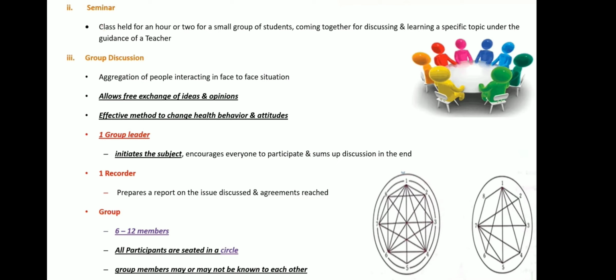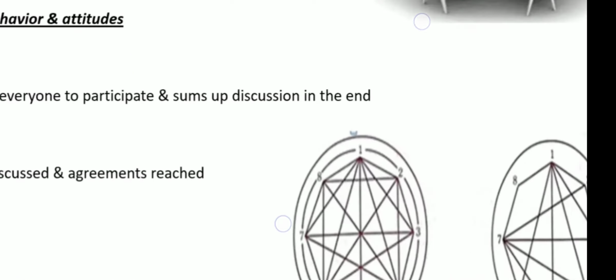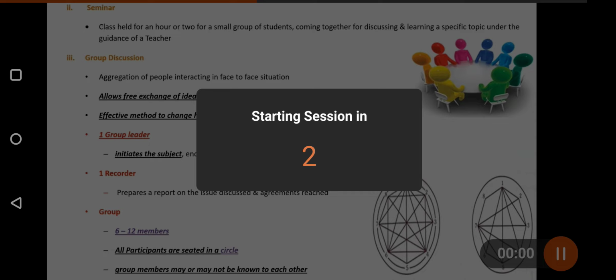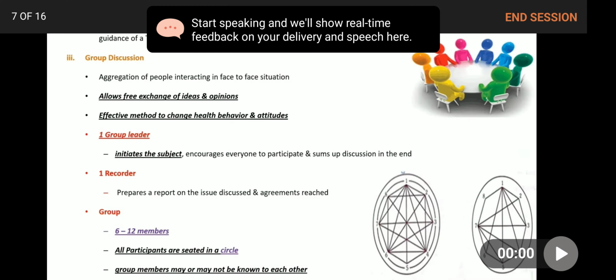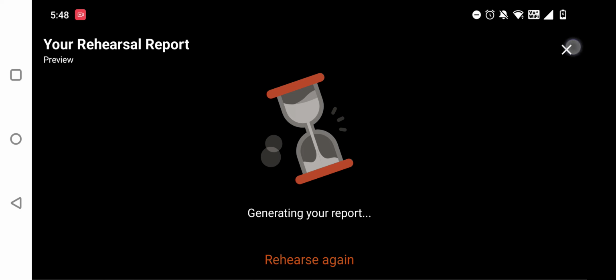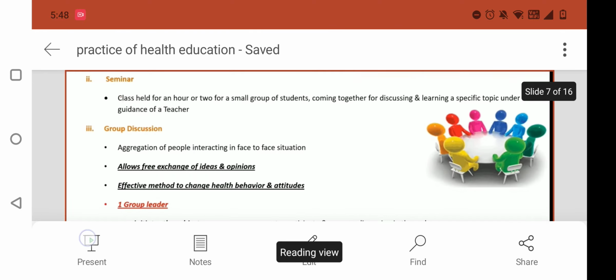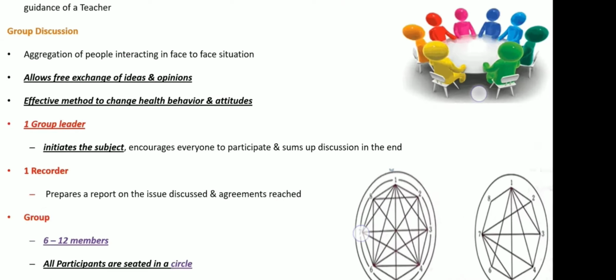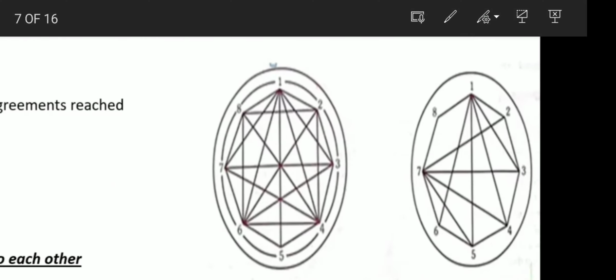So there is a demonstration of a good group discussion and a bad or dominated group discussion. You can see here in this picture, what do you think is a good one? Okay, there is some error. Sorry guys. So let us see the good group discussion and the bad group discussion.